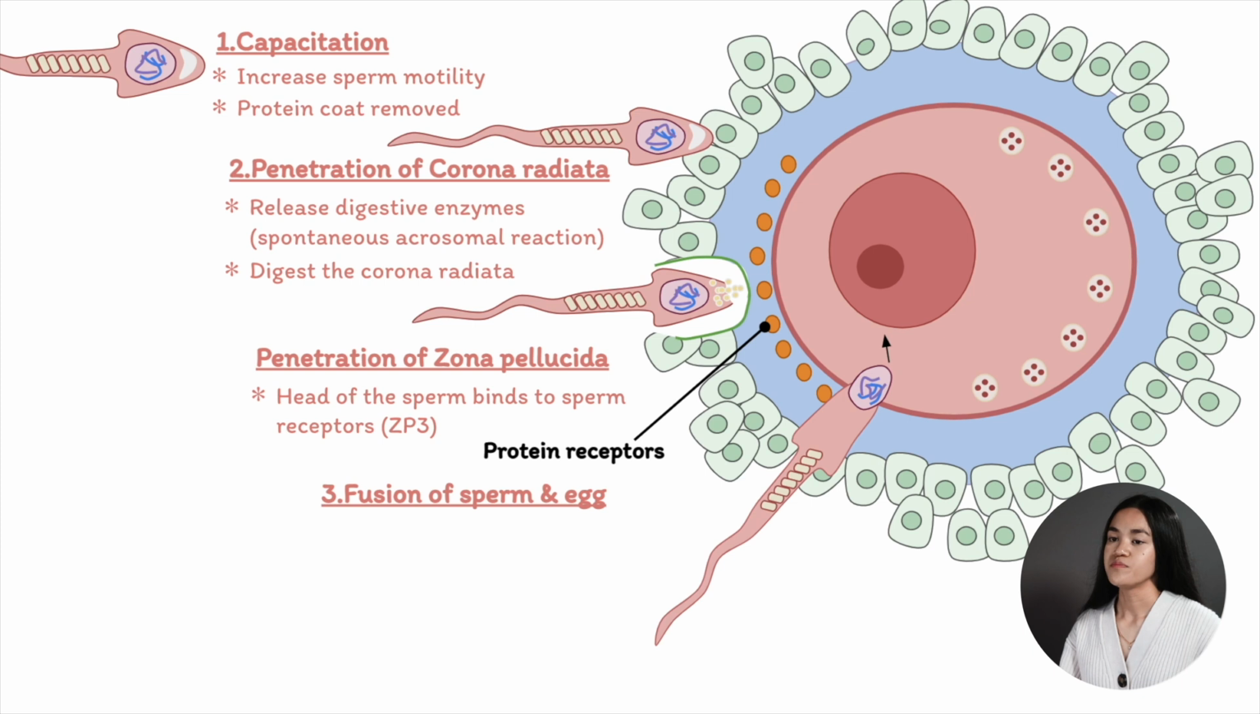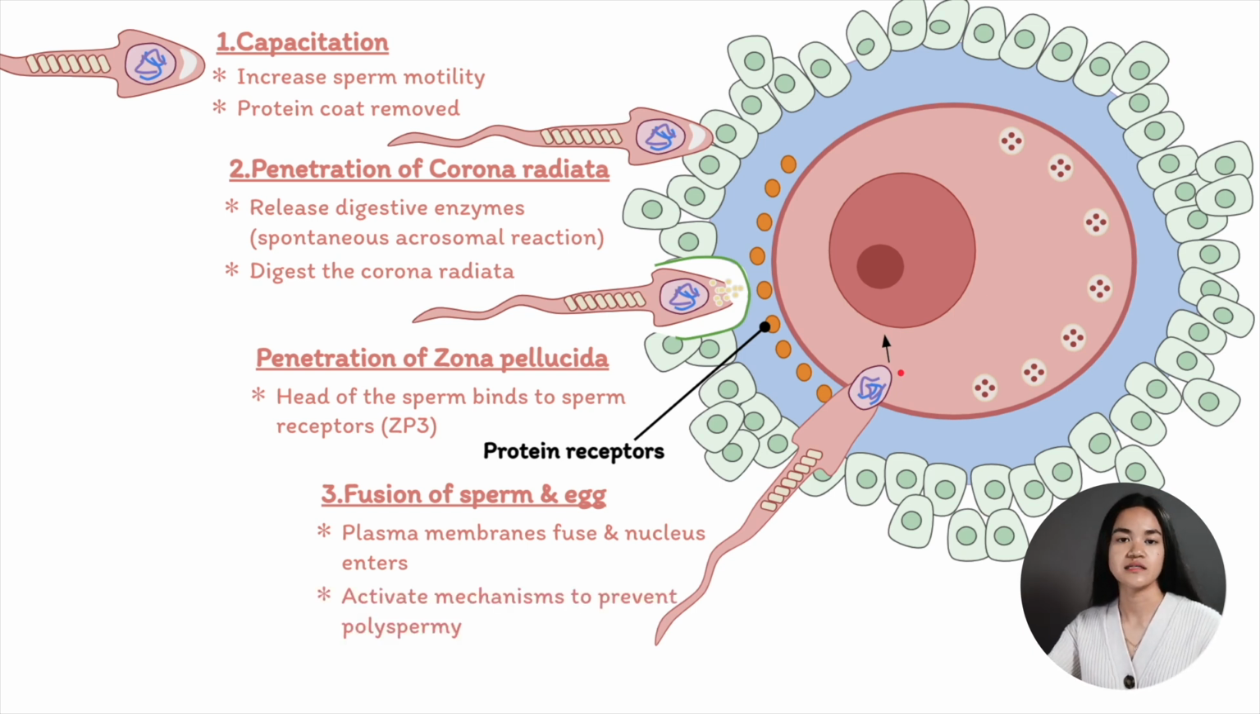Once the sperm fuses with the egg, the tail stops moving, and the sperm enters the egg by elongation and fusion of the egg's microvilli. And the sperm's nucleus enters the egg's cytoplasm. Now when the first sperm fuses with the oocyte, the oocyte immediately activates mechanisms to prevent polyspermy. So polyspermy is when the egg is fertilized by more than one sperm.